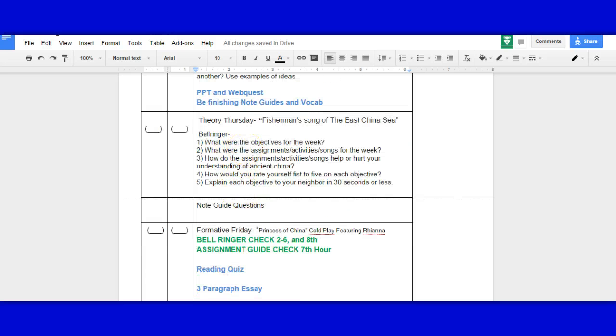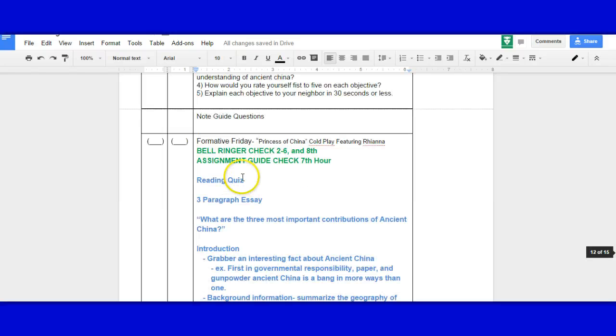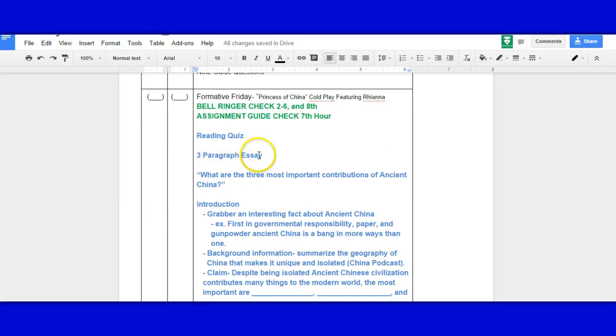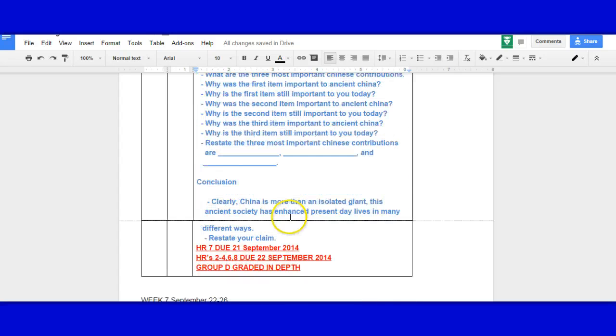Thursday, we're going to change up a little bit. I want to know if you can name the objectives and how they're important to you. So this is going to be kind of our Thursday routine, hopefully, that we build and get rolling. That obviously will be up to Coach Long whenever he takes over as to what he does on Thursday, but this is what I'd like to see out of a normal week. And then we'll do note guide questions in preparation for your quiz on Friday. And on Friday, you'll have a 3-paragraph essay. The outline is here on the note guide.